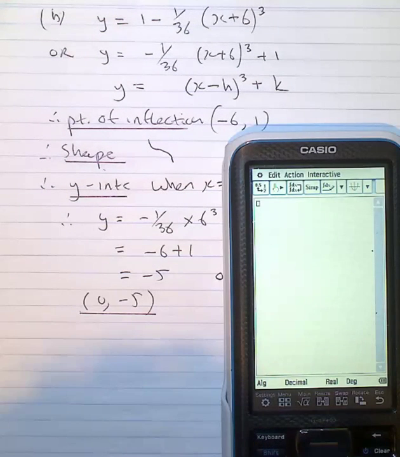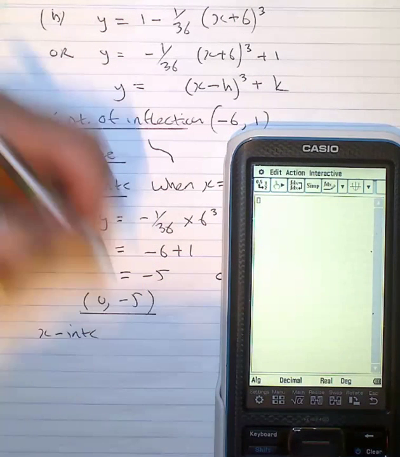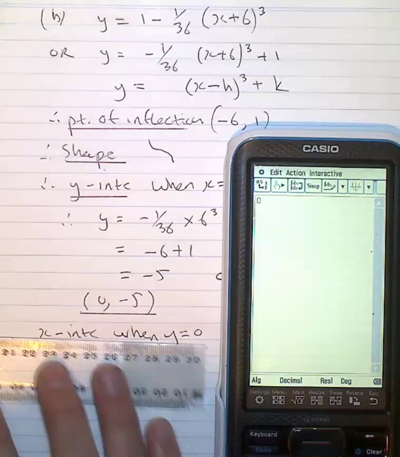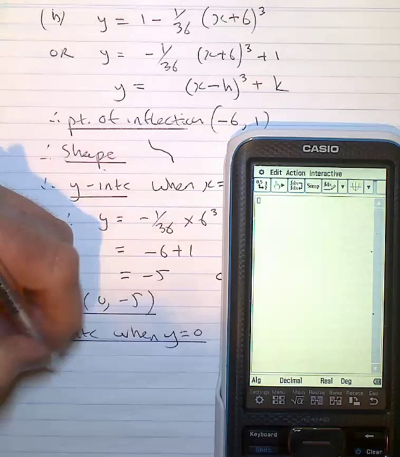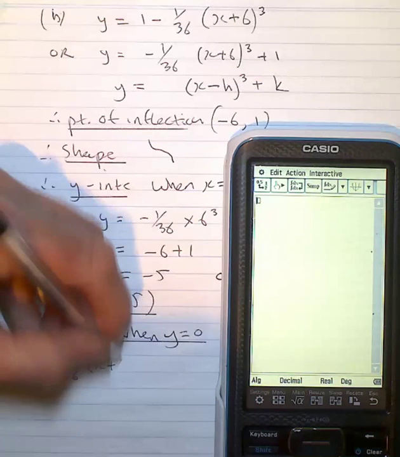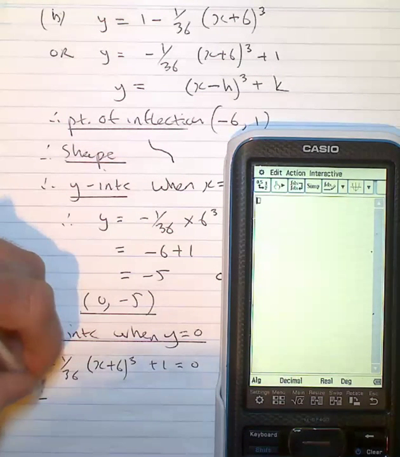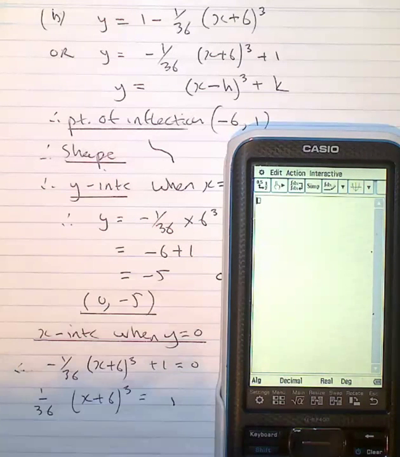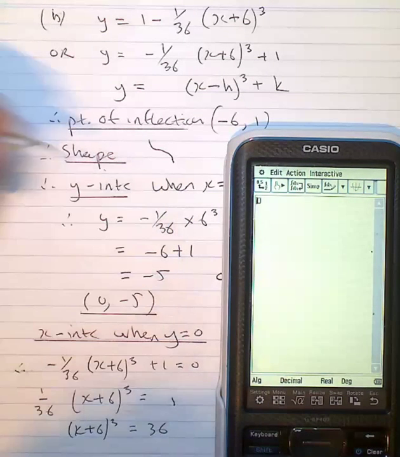Now it's a little bit messier in order to find the x-intercept, so I'm going to be using my calculator to help me there. The x-intercept occurs when y is equal to 0. So therefore -36 times (x plus 6) to the power of 3, plus 1, is equal to 0. So it works out being 36 times (x plus 6) cubed is equaling 1, so (x plus 6) cubed is equal to 1 over 36.